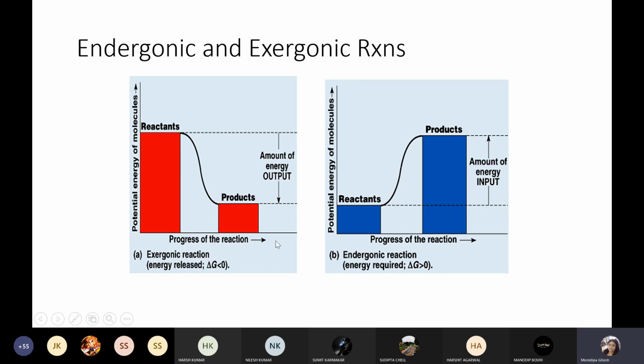On this x-axis, if you plot the progress of the reaction, and the potential energy of my molecules is like this, it shows how the energy is released. In the case of an exergonic reaction, the reactant is there and the product is like this, showing the amount of energy. And in the case of endergonic, you just see, the reactant is low and the product is high, showing the amount of energy input.